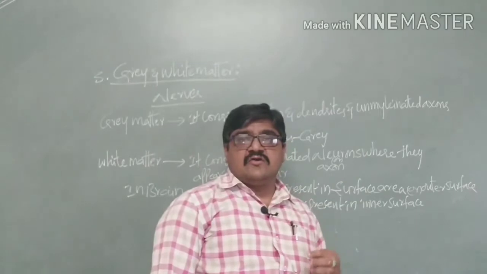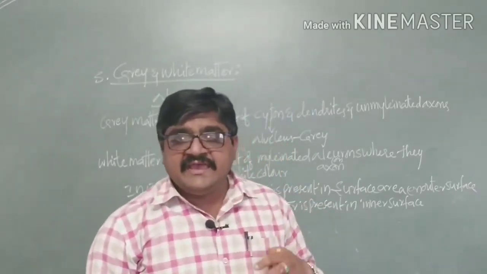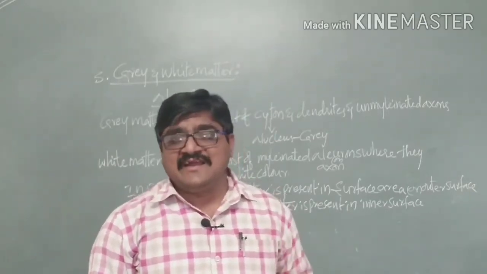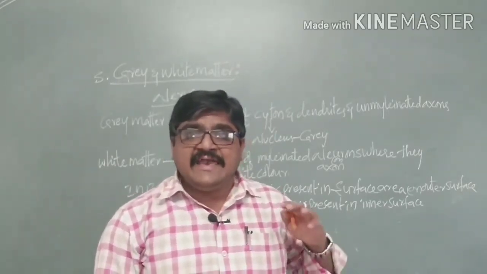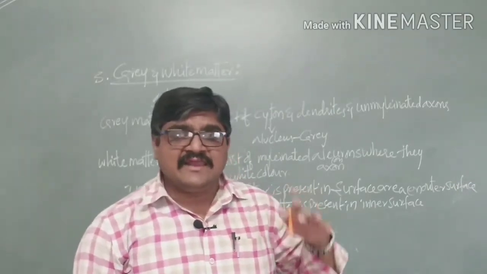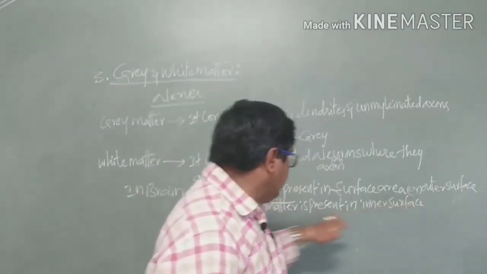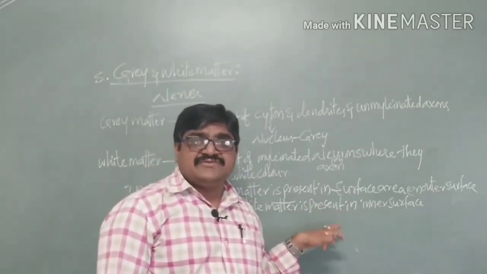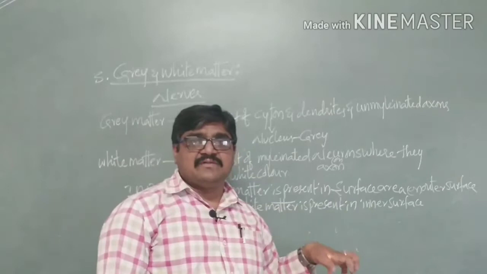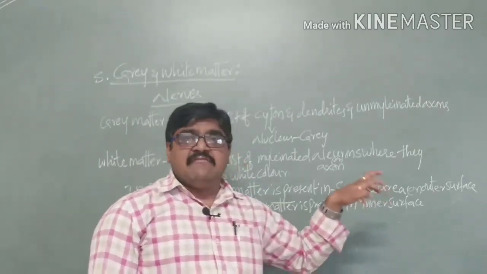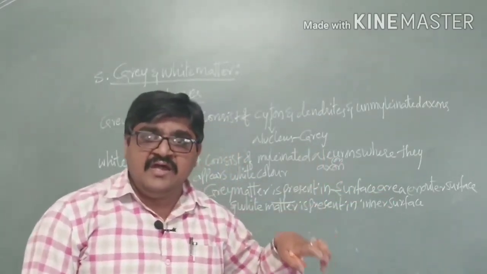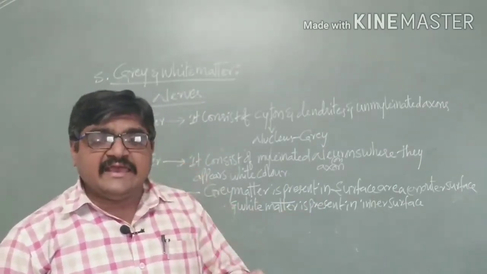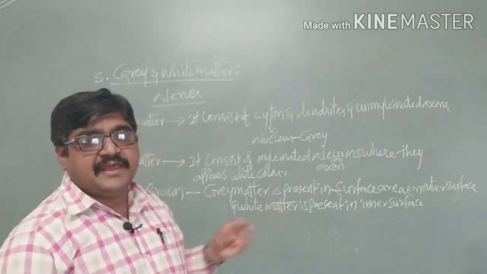Here it is surrounded by the gray matter, where the outer surface mainly consists of the cyton and dendrites, which appear gray in color. So we call it gray matter. And the white matter, that means the myelinated axons, are present on the inner surface of the brain, so it appears white in color. So the inner surface consists of white matter and the surface area or outer surface is made up of gray matter in the brain.